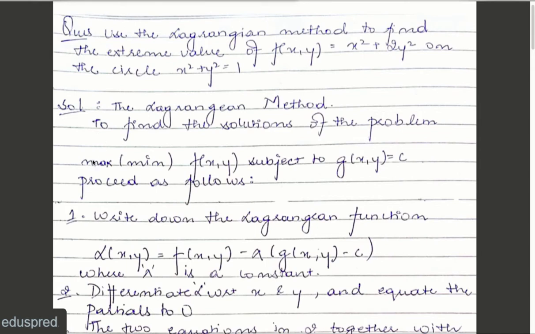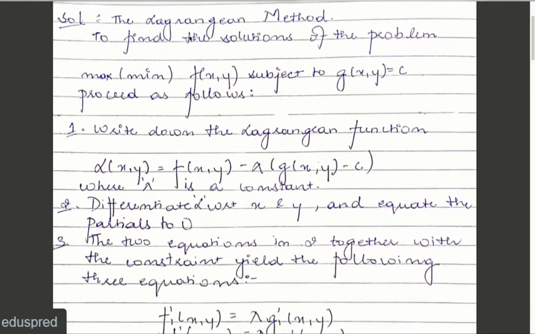So, let's quickly revise what the method says. The Lagrangian method says to find the solution of the problem, maximize or minimize the function f(x,y), subject to g(x,y) is equal to c, proceed as follows. Firstly, you have to write down the Lagrangian function which is L(x,y) is equal to f(x,y) minus lambda times g(x,y) minus c, where lambda is a constant. Then differentiate L with respect to x and y and equate the partials to 0. The two equations together with the constraint yield the following three equations.